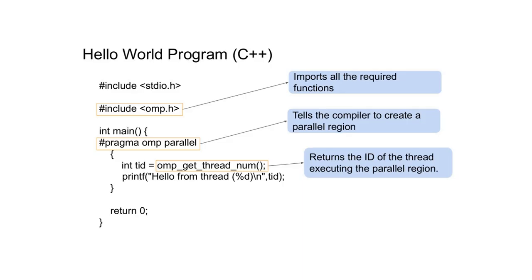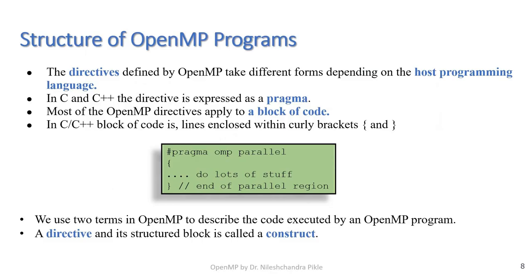Now this is a very simple program. Here you can see the directives defined by OpenMP take different forms depending on the host programming language. See, pragma is used as the directive, and in C++ the curly brackets, left and right, within which the parallel programs run, I already explained to you.